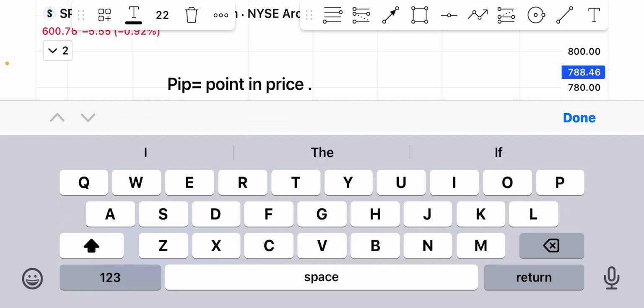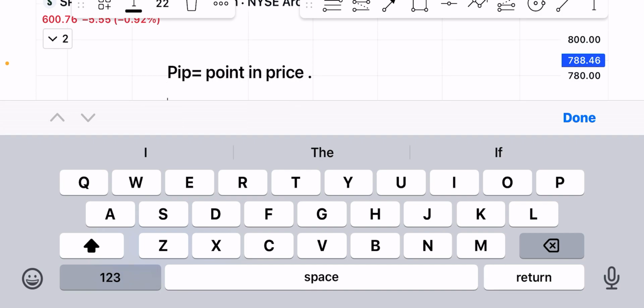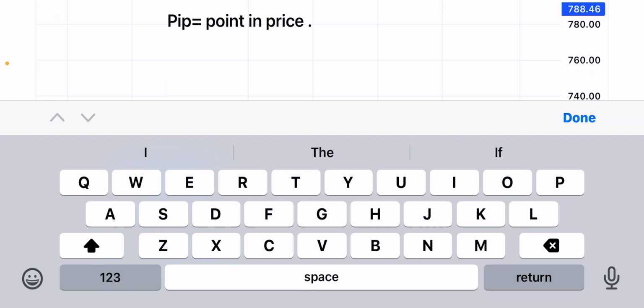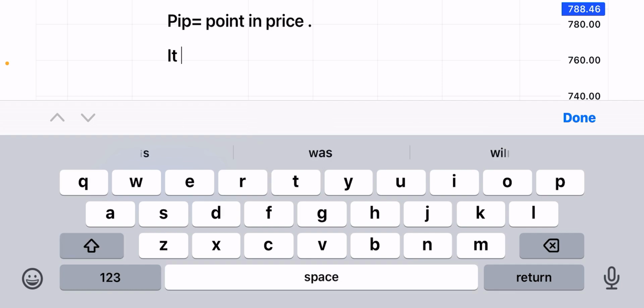So when we are saying the definition of a pip, if you want to define a pip, it can be defined as a measure of the change in the exchange rate of a currency. So let me just write it down.